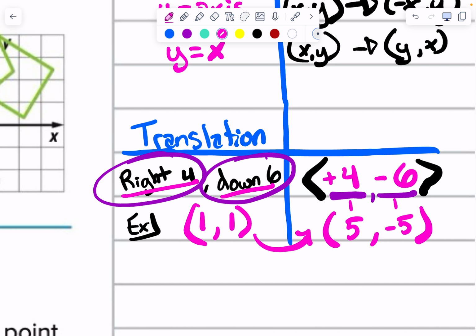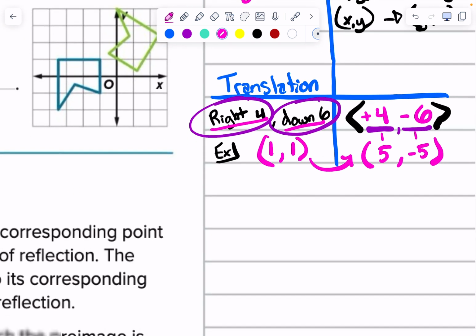Do we see how this works? Translation is the easiest one. You ready for the hardest one? Rotation.